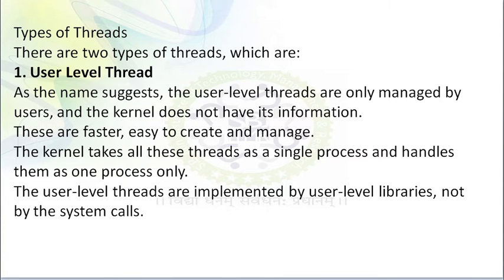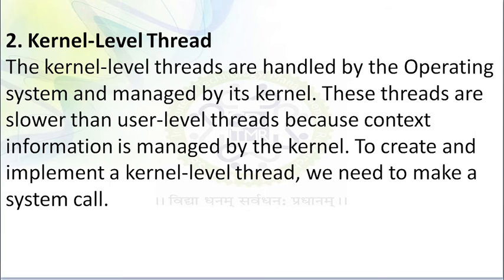Types of threads. There are two types of threads. The first is the user level thread. As the name suggests, user level threads are only managed by the users and the kernel does not have their information. These are faster and easy to create and manage. The kernel takes all these threads as a single process and handles them as one process only. User level threads are implemented by user level libraries, not by system calls.